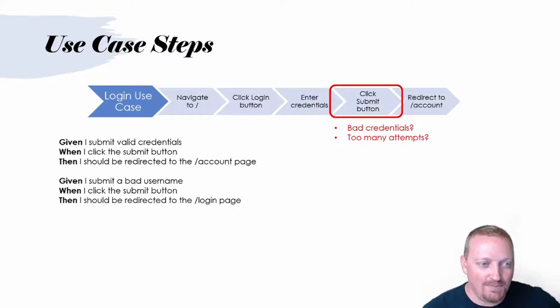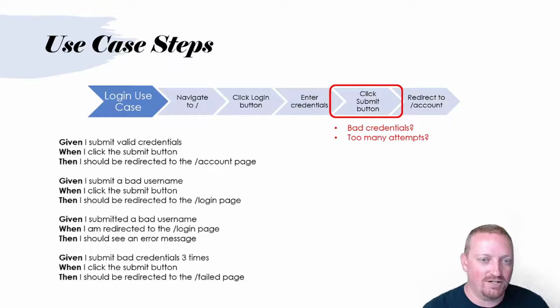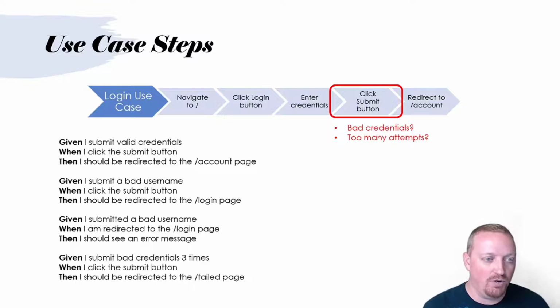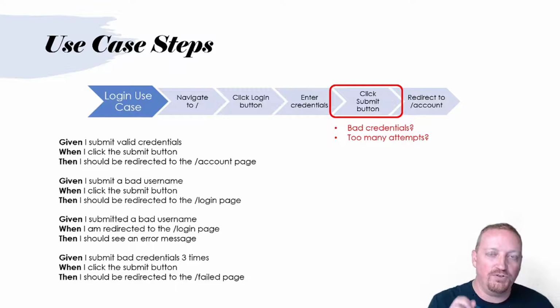So we would write this acceptance criteria that again says, given I submit a bad username, when I click the submit button, then I should be redirected to the login page. Then we could add some additional acceptance criteria around those sad paths. So given I submitted a bad username, when I am redirected to the login page, then I should see an error message. So this is a little different than the one above it. I just want to point out there's a difference here. Even though the setup of the state is almost the same in terms of a bad username, the action that's occurring is different and the result is different.